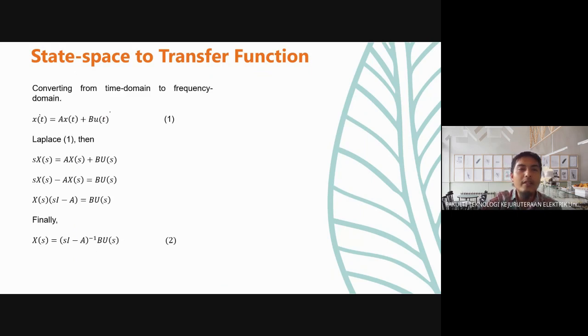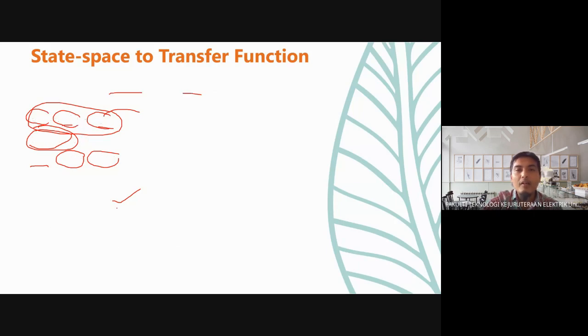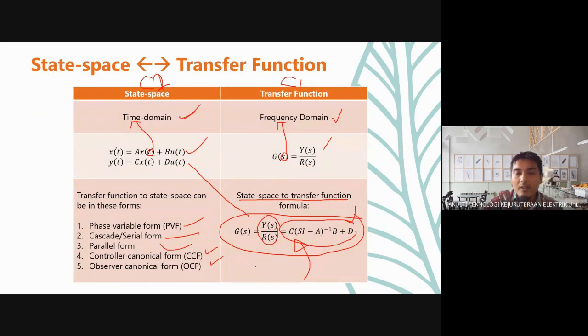Okay, so you know that this is the state space equation, x dot equals Ax plus Bu. Because we need to convert from time domain to frequency domain, you need to do the Laplace transform. The x dot(t) becomes sX(s). Ax(t) becomes AX(s). Bu(t) becomes BU(s). Finally, you just rearrange until you get this equation: (sI minus A)X(s) equals BU(s). Why? Because our focus is to find the transfer function Y(s) divided by R(s), is it? This is the thing that we need to focus on.